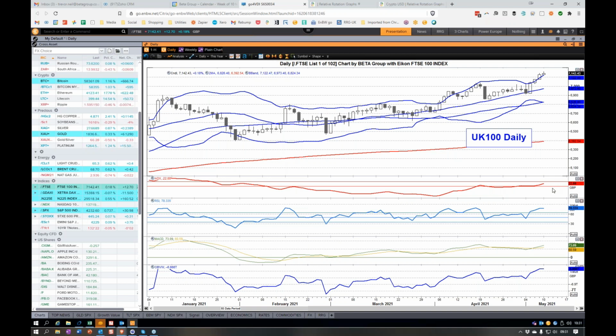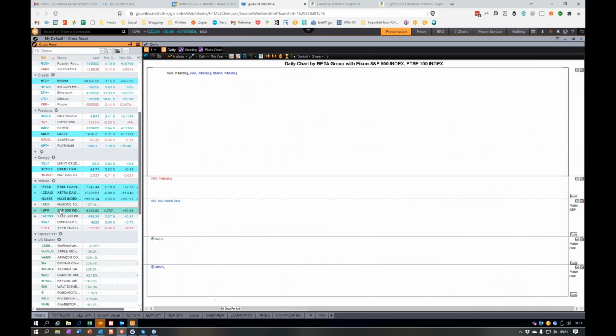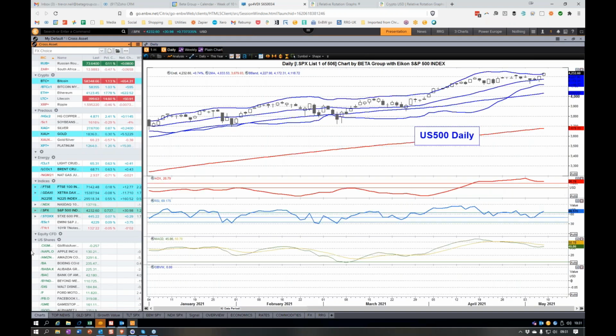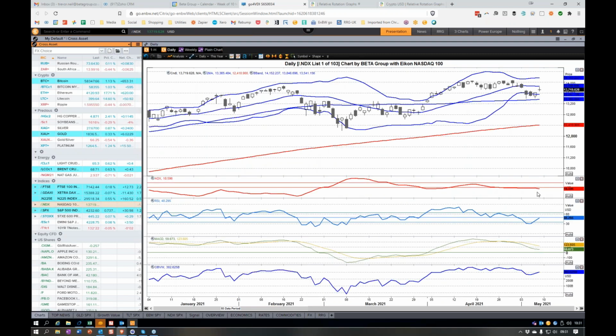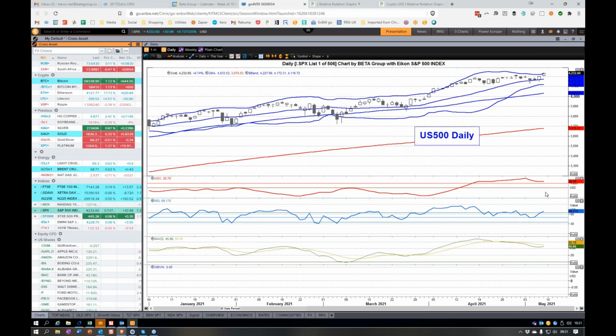Something worth noticing here is the ADX here is at 22. The US 500's ADX was at 26. The NASDAQ, the tech index's ADX, is at 18. 18 means that this is a kind of trading range market. The highest ADX is the US 500. This has got the strongest trend.